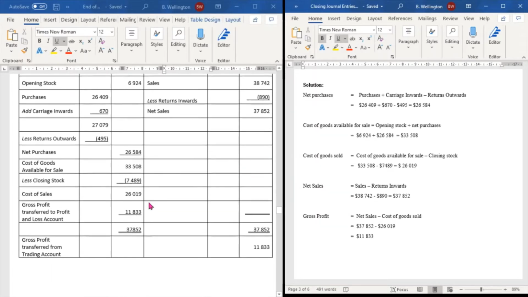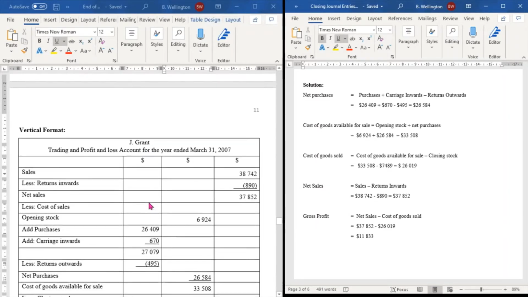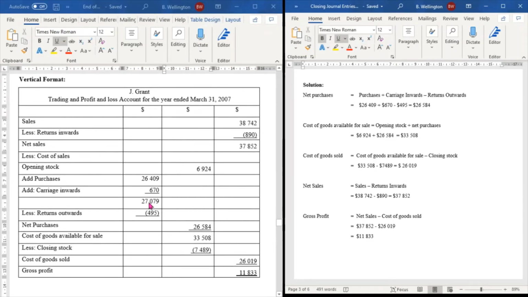Now let us look at the vertical style of presentation for those same transactions for J Grant.